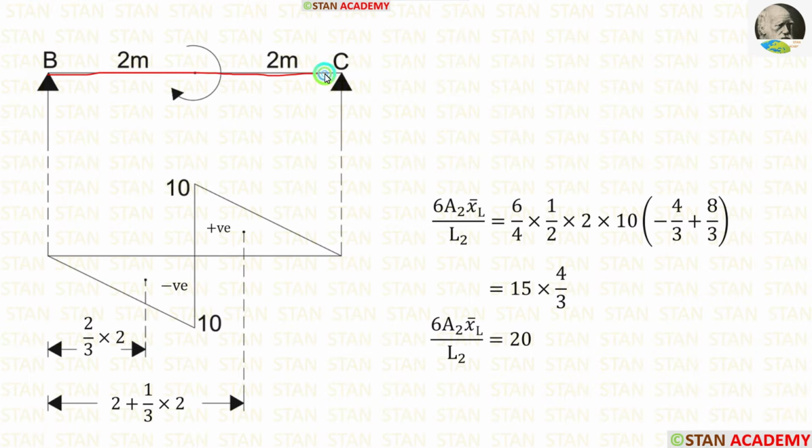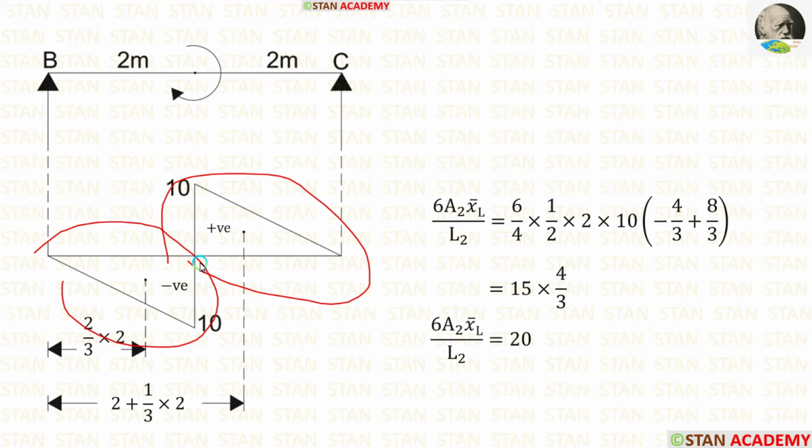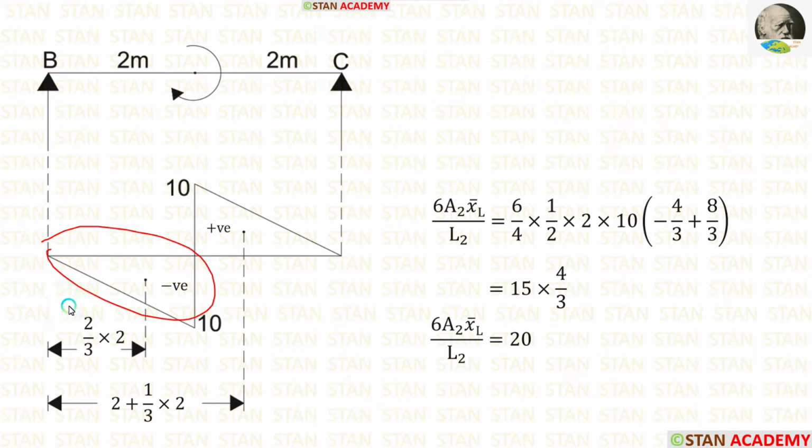Let us take the span BC and calculate 6A2 x bar left upon L2. L2 is equal to 4. Let us apply that. We know that both the triangles have the same dimensions, so the area will be the same. For this triangle, the centroid towards the left is 2 upon 3 into breadth. Here the breadth is 2. Let us apply that. 2 into 2, we will get 4. So the centroid distance towards the left is 4 upon 3. Since it is negative, we have to apply the value with a negative sign.